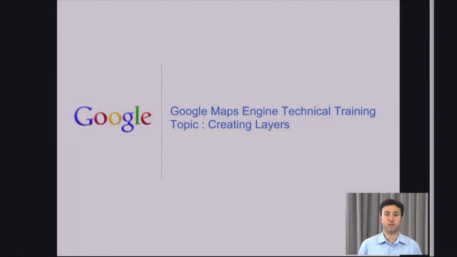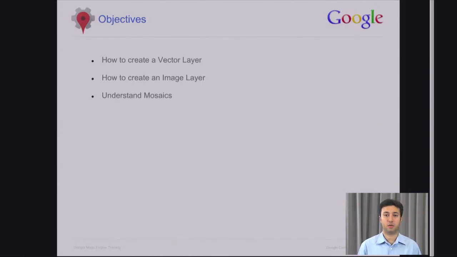In this module, we're going to talk about creating layers. In particular, we'll take a look at how to go about creating a vector layer for a vector data set. We'll also talk about how to create an image layer for imagery data and discuss the processing that goes on in the back end during the image layer creation process. And towards the end of this module, we'll talk about what a mosaic is, why we need one, and how to go about creating one.